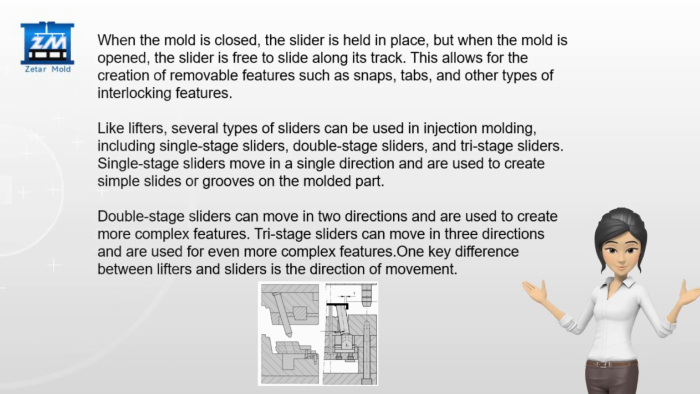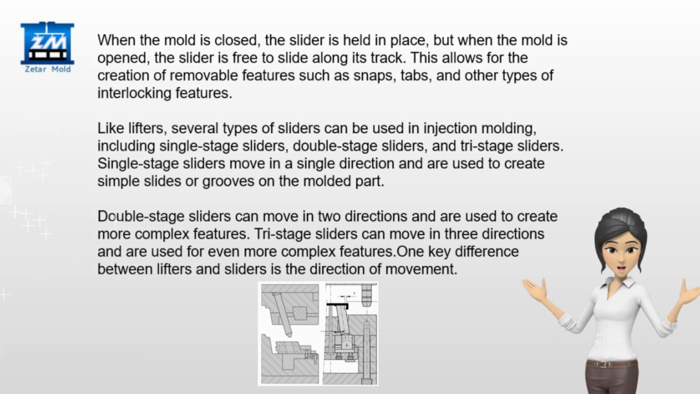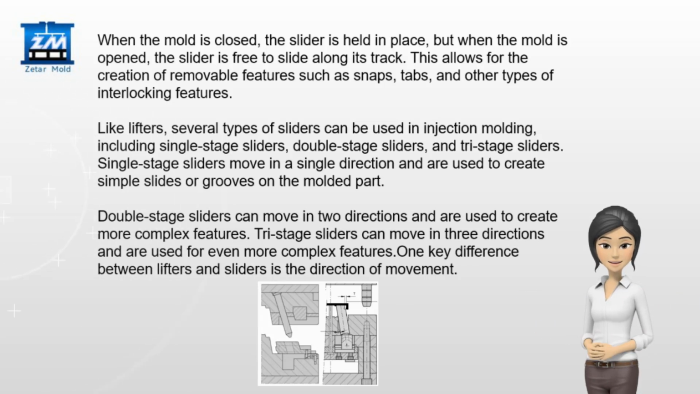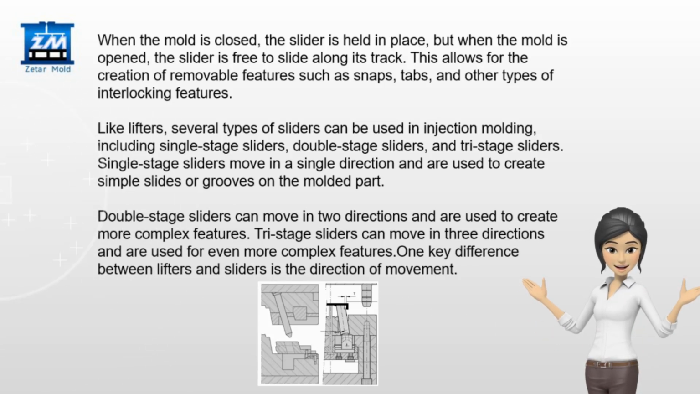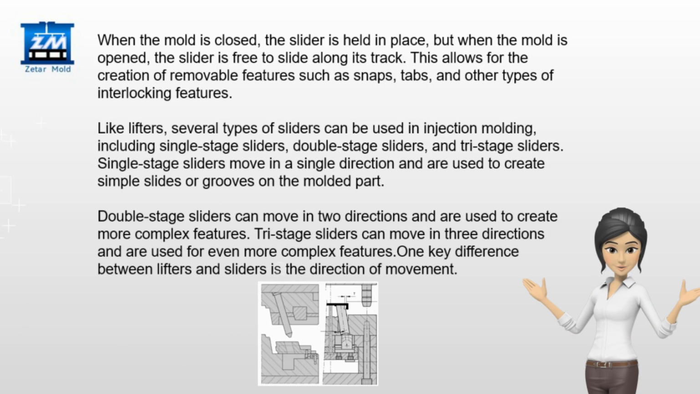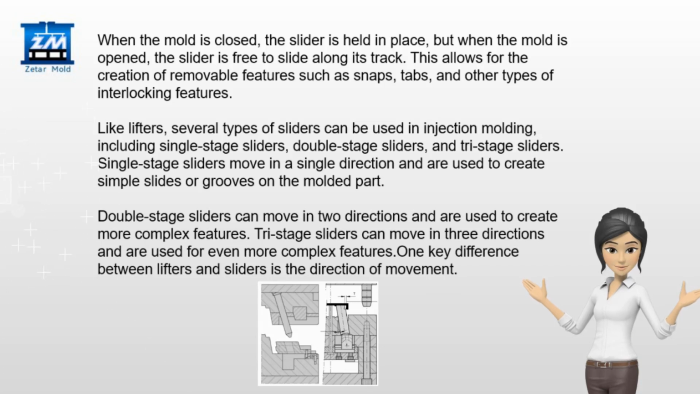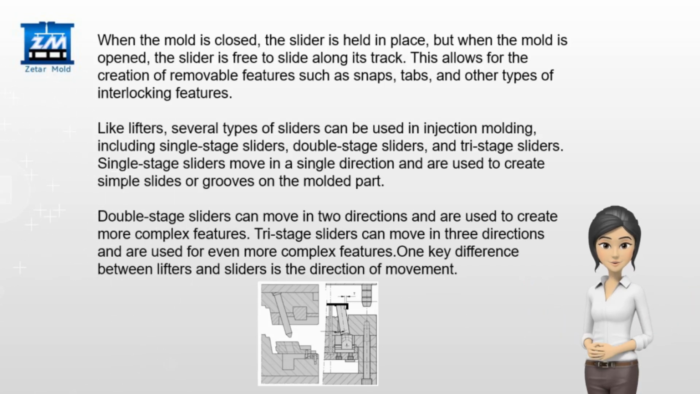Like lifters, several types of sliders can be used in injection molding, including single-stage sliders, double-stage sliders, and tri-stage sliders. Single-stage sliders move in a single direction and are used to create simple slides or grooves on the molded part. Double-stage sliders can move in two directions and are used to create more complex features. Tri-stage sliders can move in three directions and are used for even more complex features.